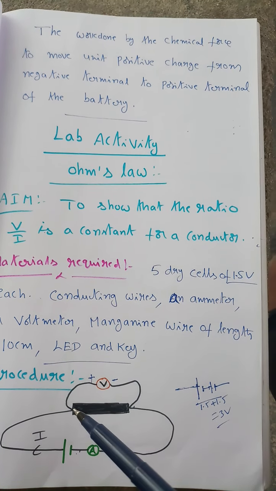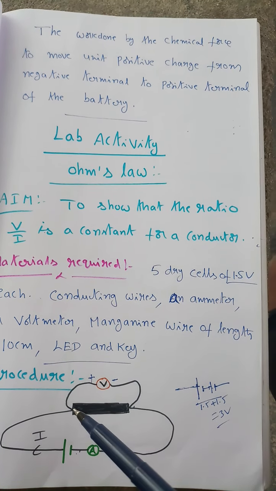And V is equal to constant times I. When we remove this constant, we can put a proportional symbol, so V is directly proportional to I. And V by I is equal to a constant, the proportionality constant, which we take as resistance. Now V equals IR, or R equals V by I. Here voltage is measured across the manganese wire, and current is flowing through that manganese wire. V by I equals R. Here R is the resistance of that manganese wire.